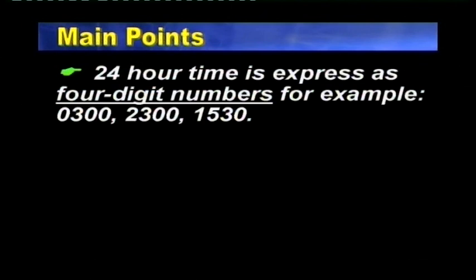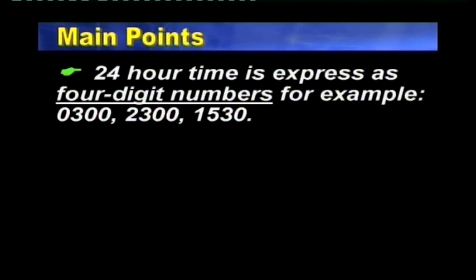24-hour time is expressed as 4-digit numbers. It's written using 4 digits or 4 numbers. For example, 0300. In fact, the time is 3 o'clock. But if we are to write this in 24-hour time, we have 0 in front of 3 to make this time as 4 digits in 24-hour time.